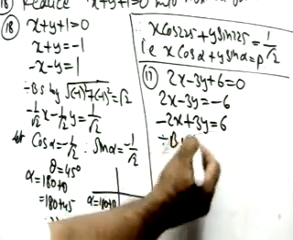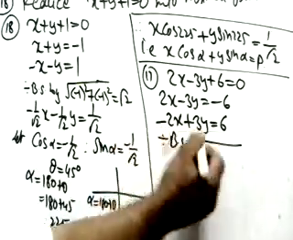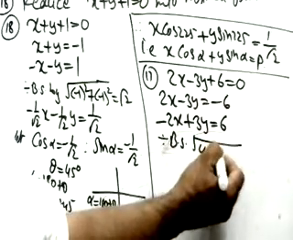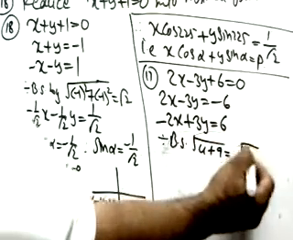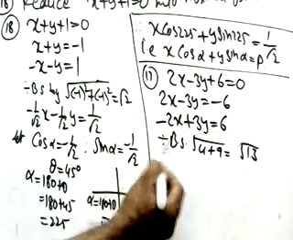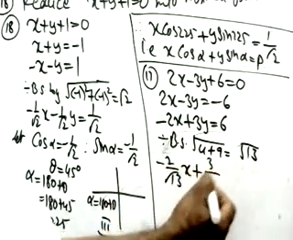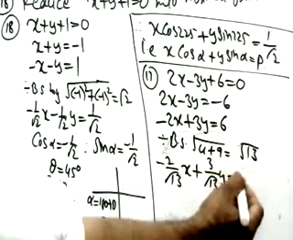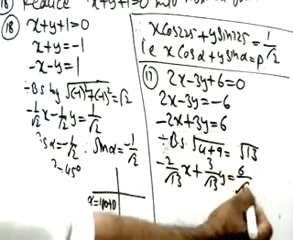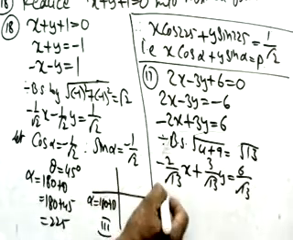Now what is the method? Divide both sides by the square root of the sum of squares of these coefficients. Minus 2 squared is 4, 3 squared is 9. This will be root 13. So divide each term by root 13. Minus 2 by root 13 x plus 3 by root 13 y equals 6 by root 13.